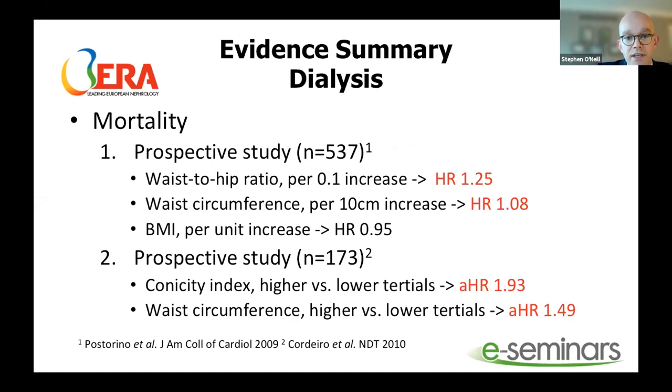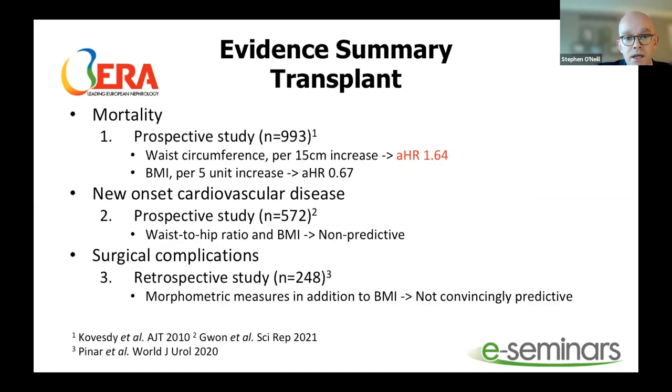In dialysis populations, 2 prospective studies were identified. One study reported waist to hip ratio and waist circumference as better predictors of mortality than BMI. The other reported higher kinesity index and higher waist circumference to be associated with mortality, but did not make a comparison with BMI. In the transplant population, 3 studies were identified that looked at different outcomes in mortality, new onset cardiovascular disease, and surgical complications. In one of these studies, waist circumference was reported to be more predictive of mortality than BMI.